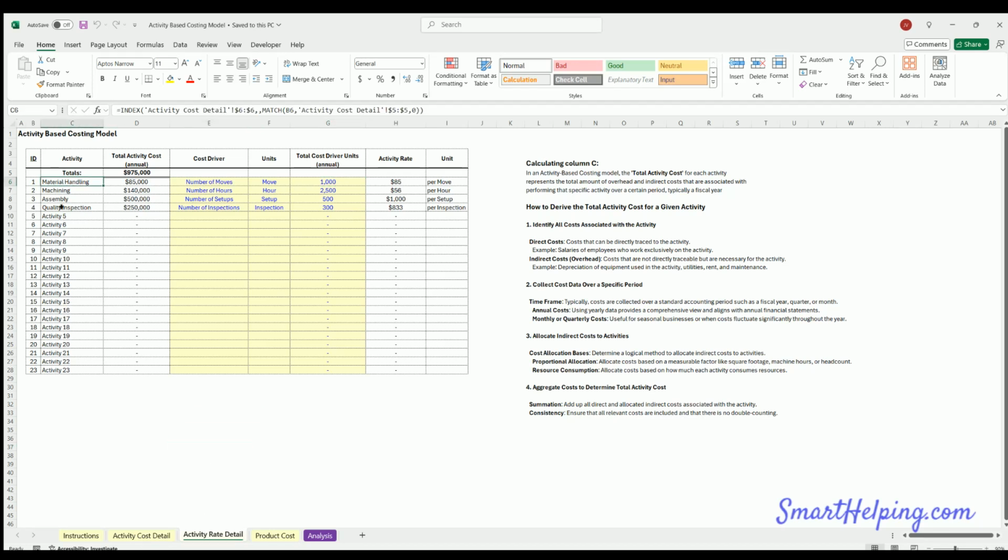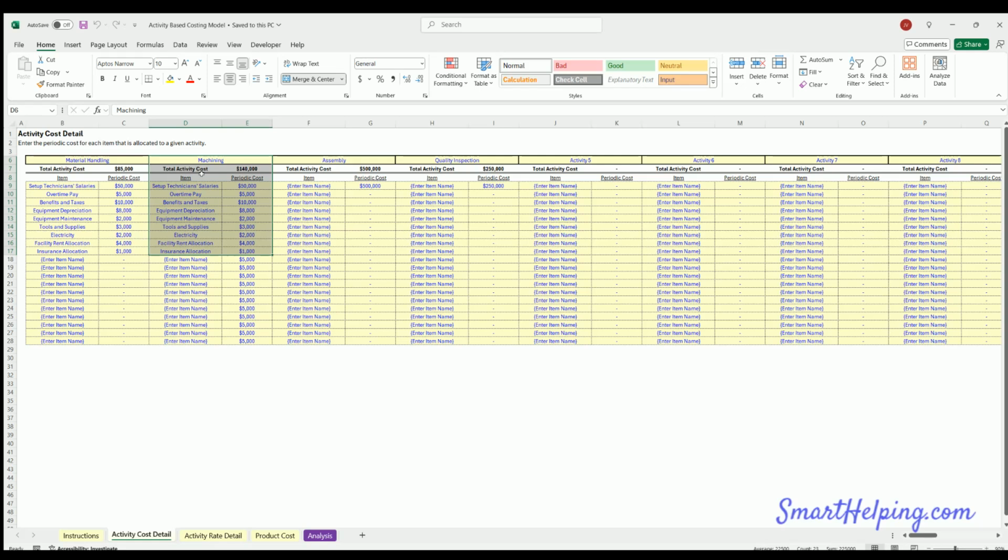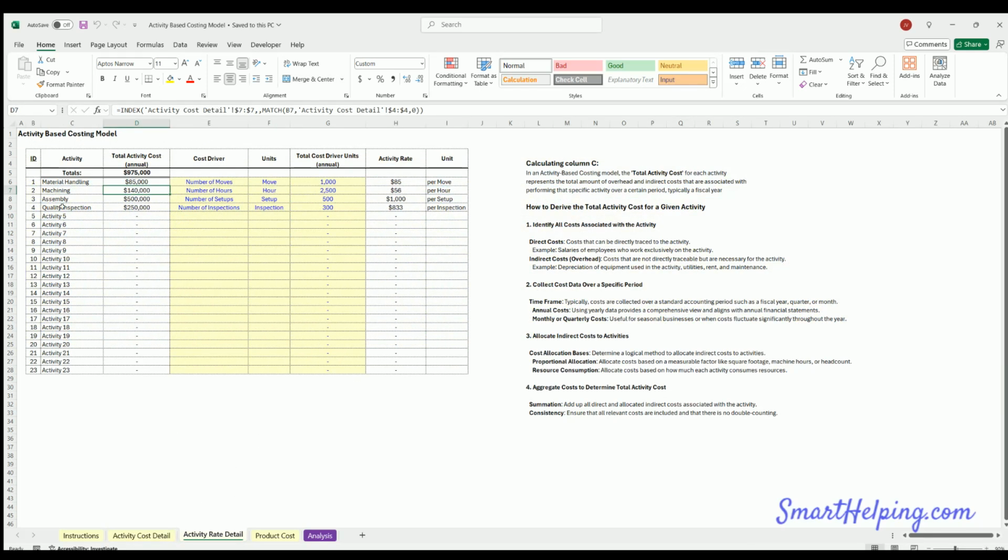Now here are all the types going down that we just figured out the total cost for. So 85,000 for material handling, 140,000 a year for machining. What you saw going across to the right is now going downward. So here's the total annual cost, the actual total annual cost of all these expenses.